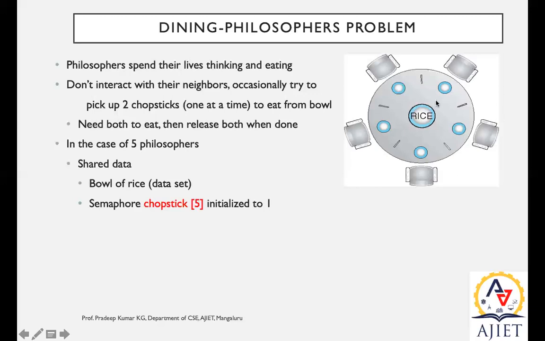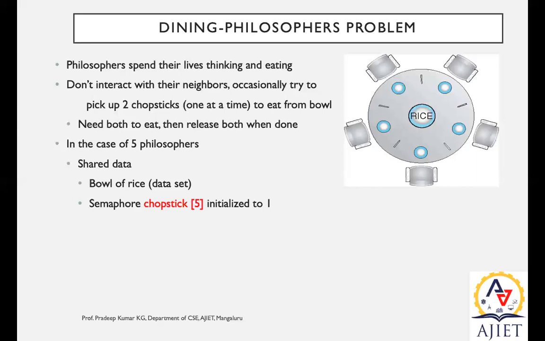That's all. So whenever one particular philosopher takes a chopstick, and immediately the next one, then they'll finish the rice, and only then may they release the chopsticks. So this is the scenario. So now philosophers spend their lives thinking and eating. They won't interact with their neighbors. Occasionally they try to pick up 2 chopsticks, one at a time, to eat from the bowl. However, they need both chopsticks to eat, then release both when done.